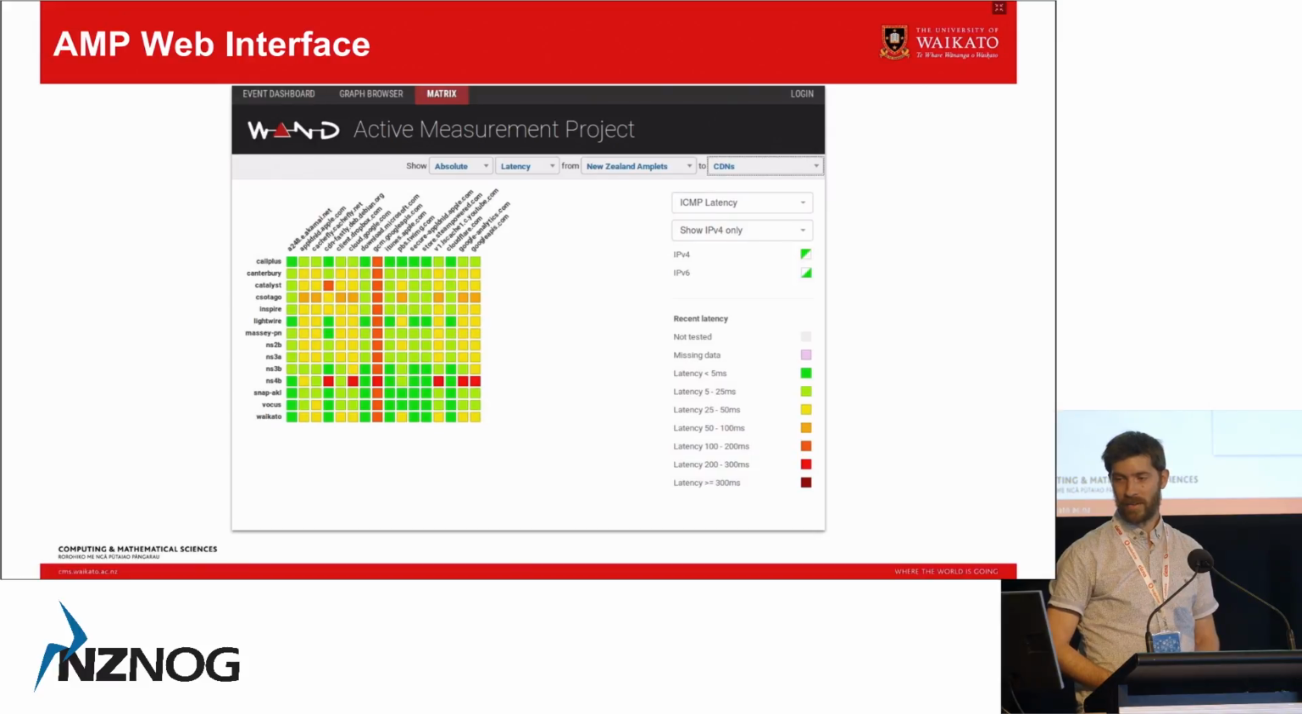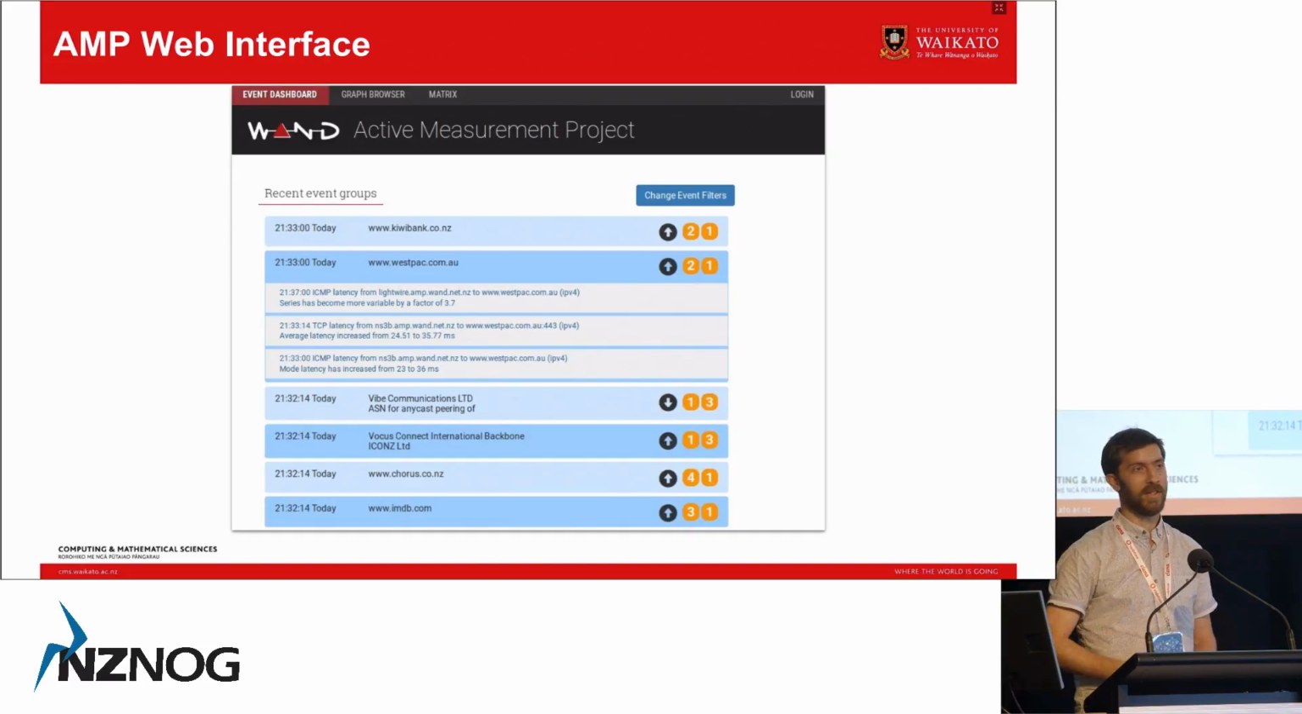Green is good. Yellow is less so. Yellow is still from 25 to 50 milliseconds, so everyone who's green is under that. And reds and oranges are getting into hundreds and 200s milliseconds. So at a glance, you can see what's going on. You can quickly flick through different source groups, different target groups, and see what it looks like.